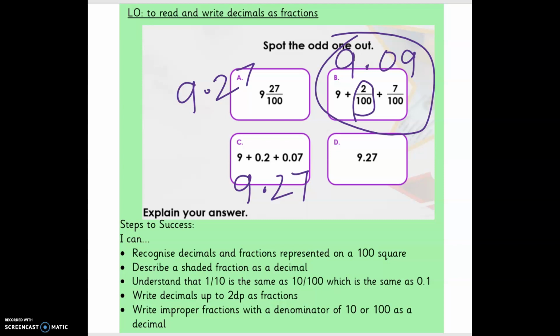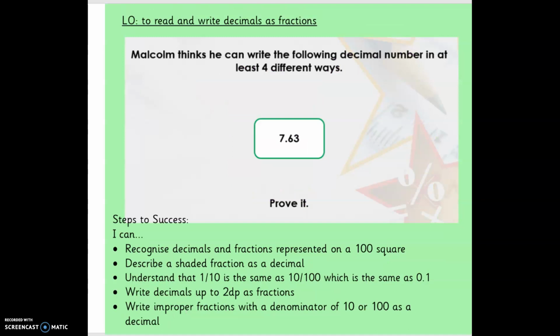Let's have a look at the next question together. Malcolm thinks he can write the following decimal in at least 4 different ways. 7.63. Prove it. Off you go then, you have a go. Looking at what we've done before today and what we did yesterday, how many different ways can you think to write that number? Have a think and then come back and I'll share some of my ideas.